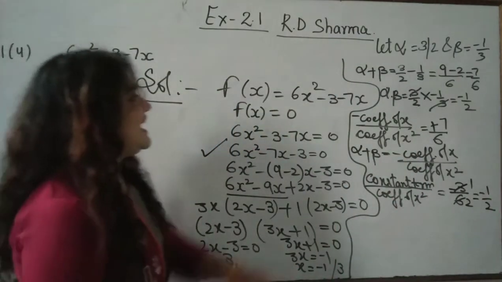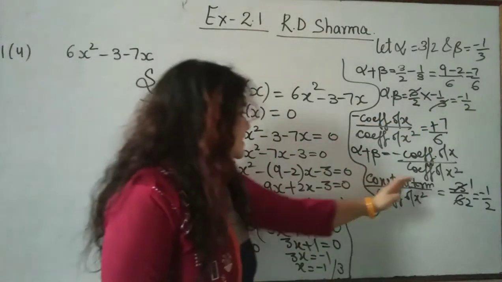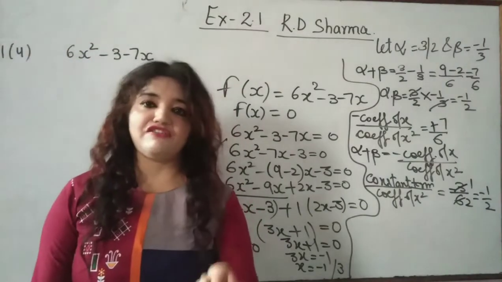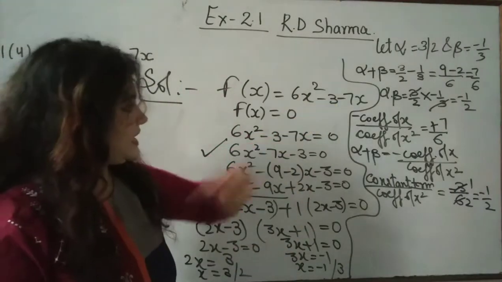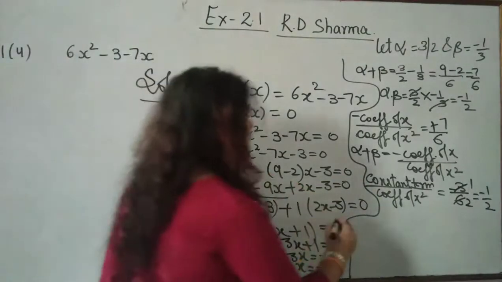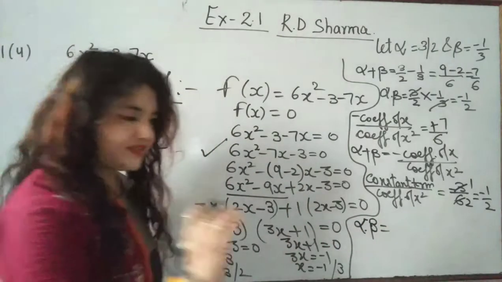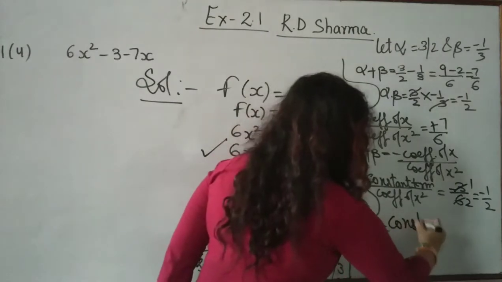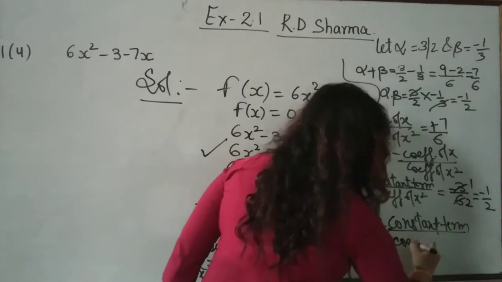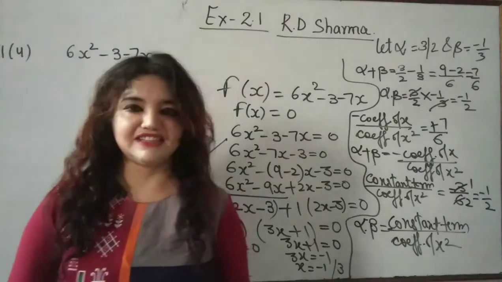Minus 1 by 2. And alpha into beta, that is also equal to minus 1 by 2. And constant term upon coefficient of x square, that is also equal to minus 1 by 2. So again we have just verified a relationship. Alpha into beta is equal to constant term upon coefficient of x square. ये आपको note down करना है. Okay. You will just write down finally. Alpha into beta is equal to constant term upon coefficient of x square. Is that clear?